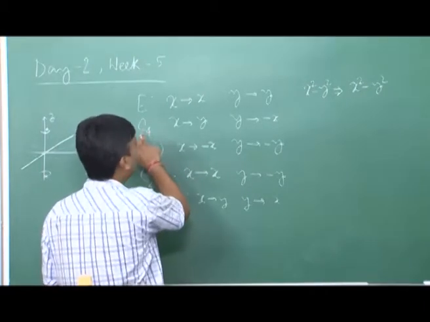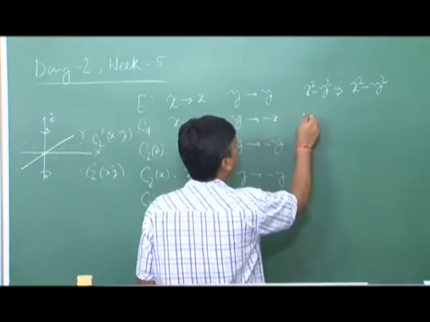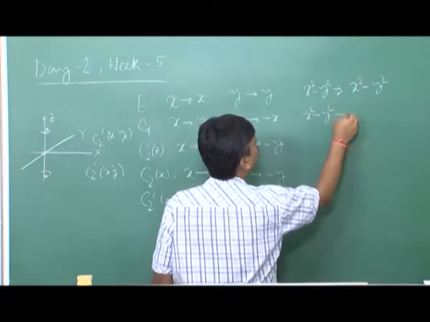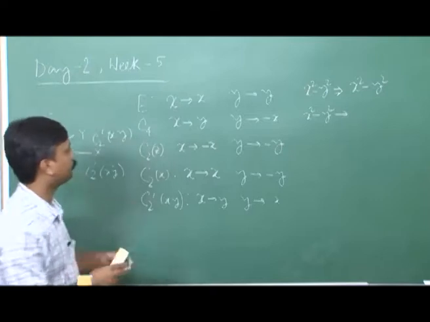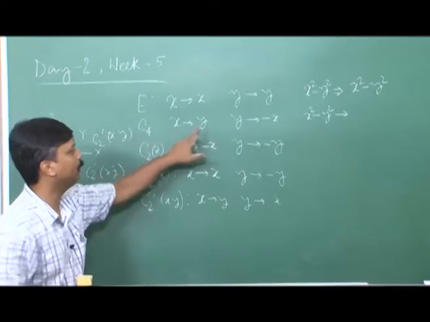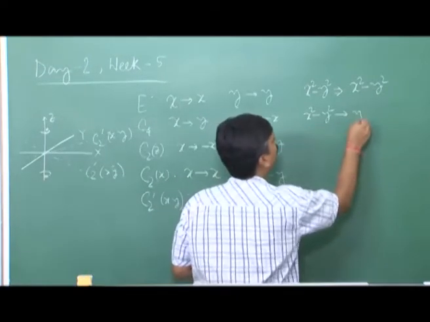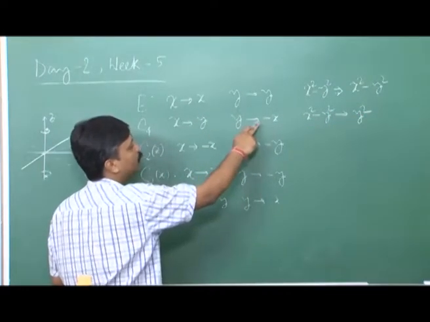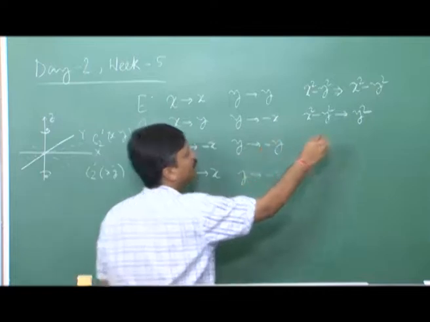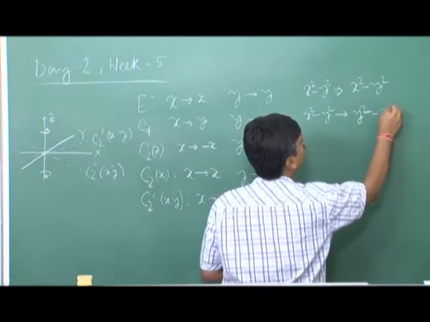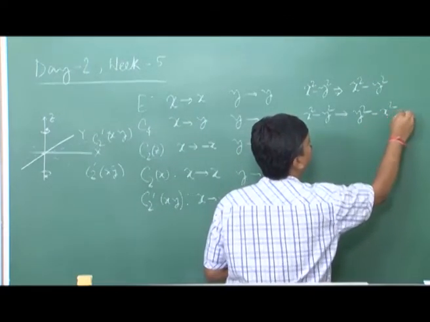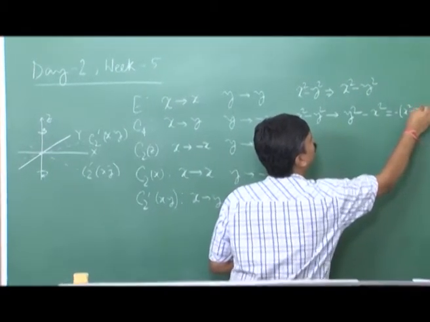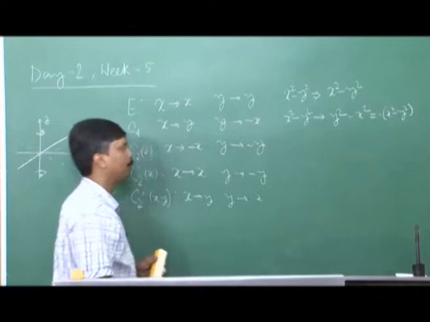Now in case of C4, if I apply C4 on x square minus y square, what's going to happen? X is becoming y, so this is becoming y square, and y is becoming minus x. Okay, so it's minus x square, which is nothing but minus of x square minus y square, right?